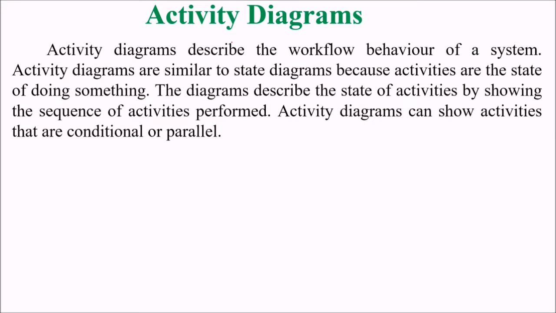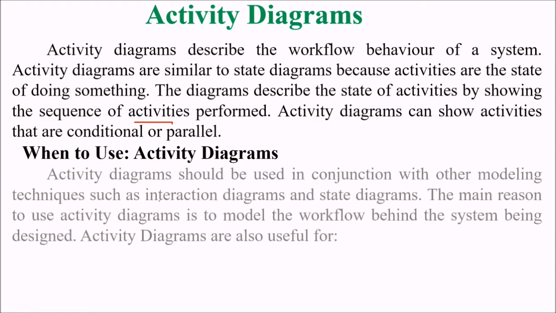Activity diagrams. These activity diagrams describe the workflow behavior of a system. Activity diagrams are similar to the state diagrams because entities are in the state of doing something. So the diagrams describe the state of activities by showing the sequence of activities performed. Activity diagrams can show activities that are conditional or parallel.